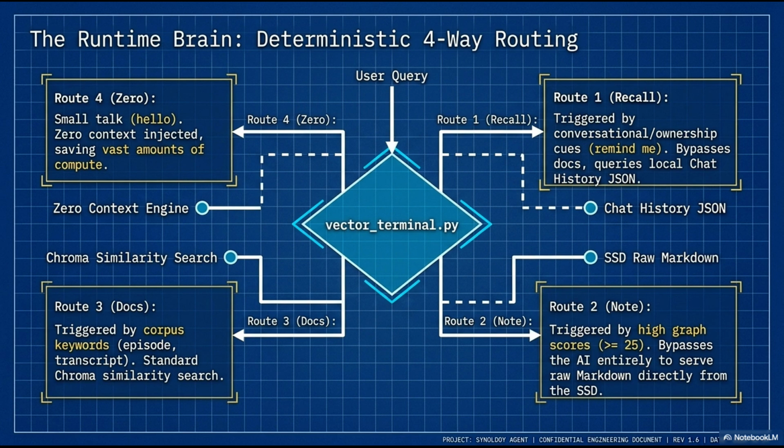Highway number 2 is the note route. This route activates if the pure Python scoring loop detects a strong graph match, specifically a score of 25 or higher, or if the user explicitly includes system keywords like vault or markdown. When triggered, the router uses the NetworkX graph to locate the absolute file path and loads the unmodified OS file directly from the solid-state drive.